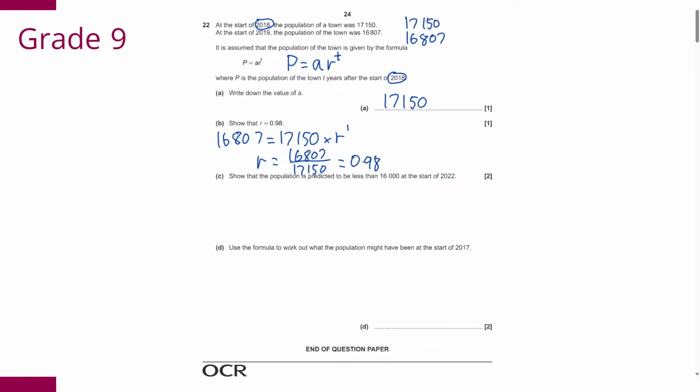Sweet. So we've got our full formula now. Show that the population is predicted to be less than 16,000 at the start of 2022.